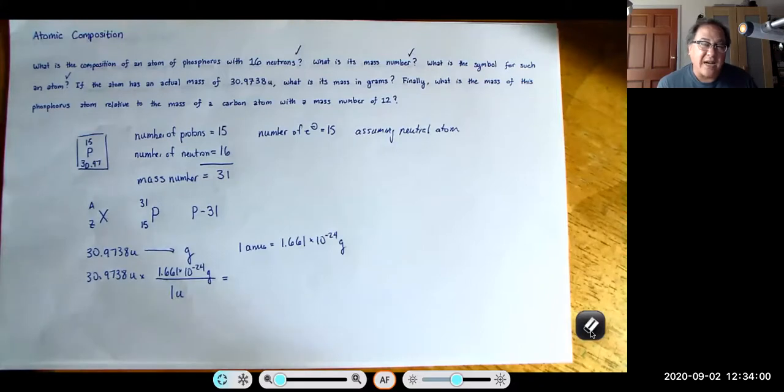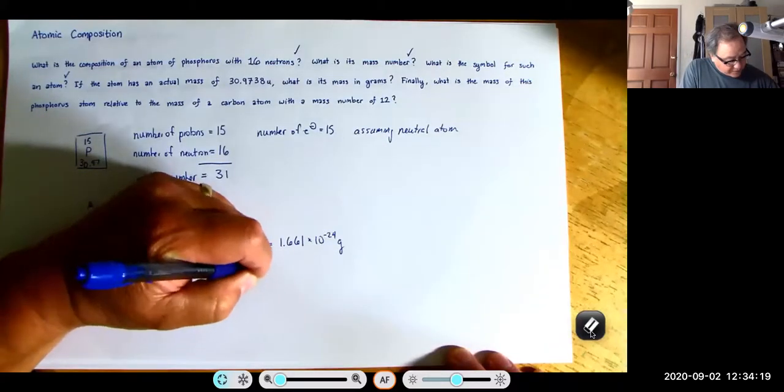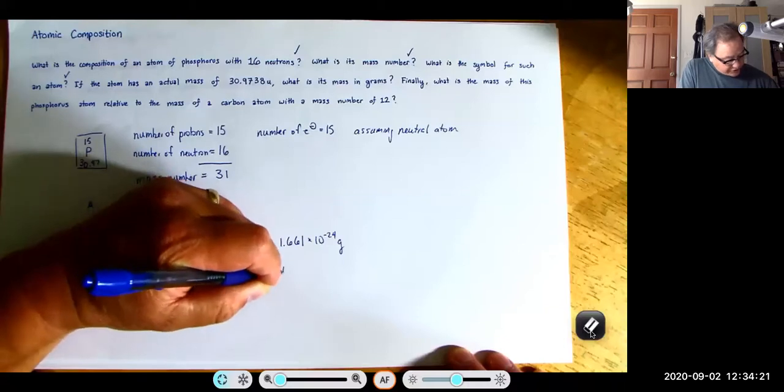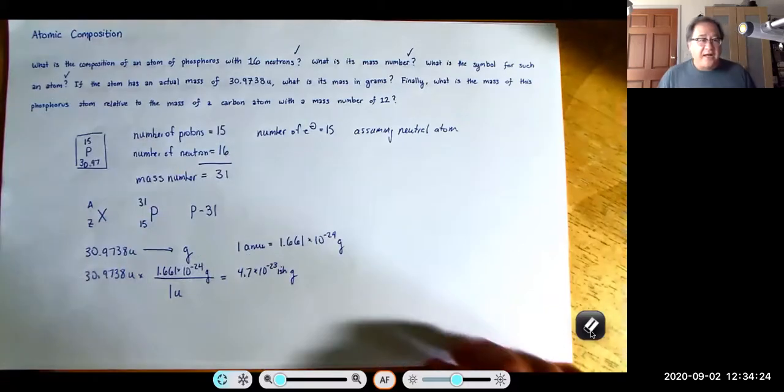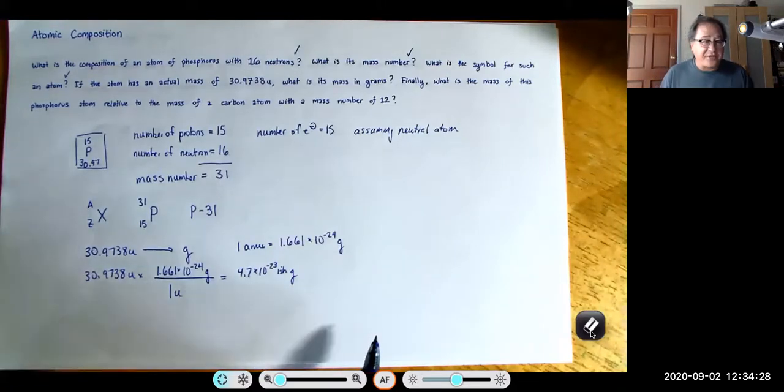1.6 is roughly 1.5. 1.5 times 31 is roughly 45. A little bit more, so we'll call it 47. So we have 47 times 10 to the minus 24, which becomes 4.7 times 10 to the minus 23. So our ish is 4.7 times 10 to the minus 23-ish grams. Here, with this calculation, we'd be allowed 4 significant figures in the answer, so let's find out what it is.